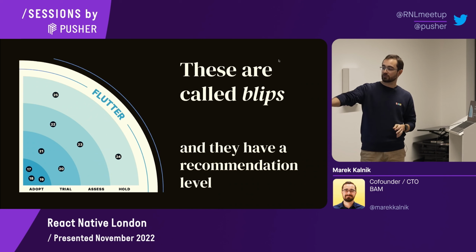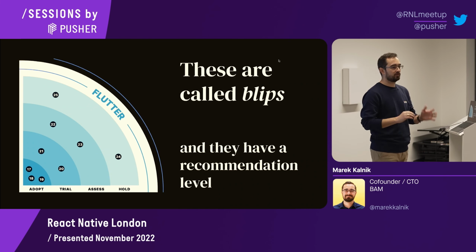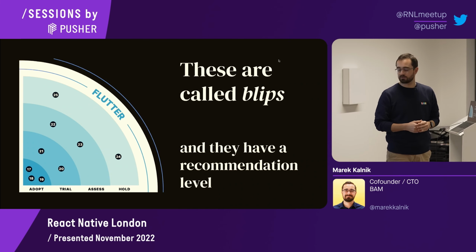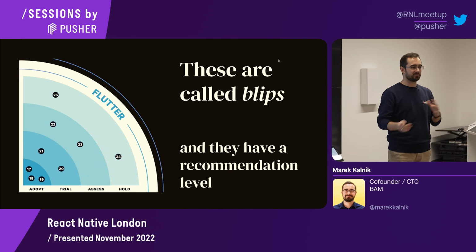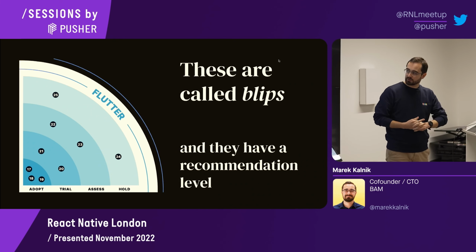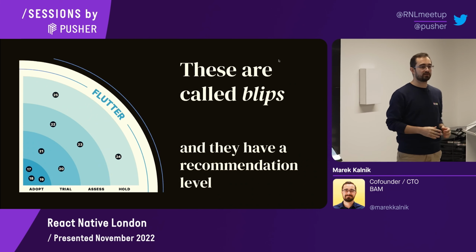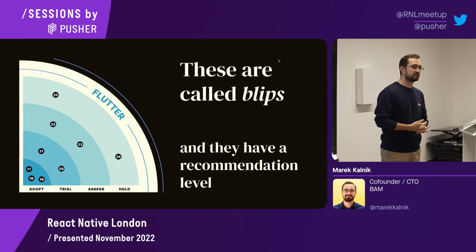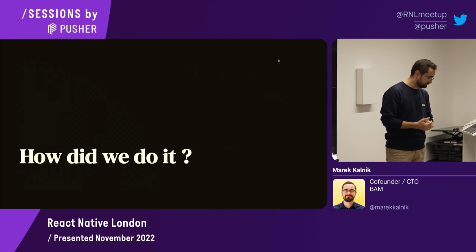So adopt is, for us, go ahead, just do it. Close your eyes and trust us. Trial, you should try it and it should work. Assess means, yeah, this might be interesting, continue exploring. And hold means we shouldn't be doing it, and often we add "anymore". These were good choices at some time, and nowadays we have better ones. So these are the 4 categories.